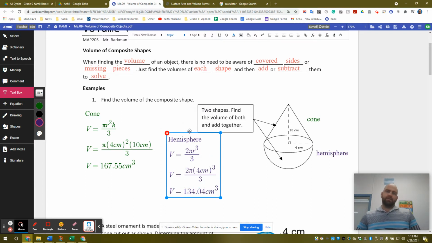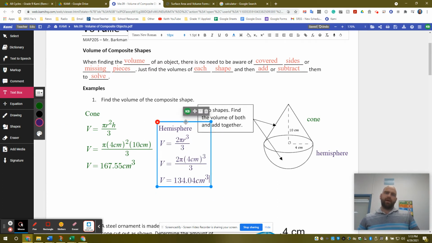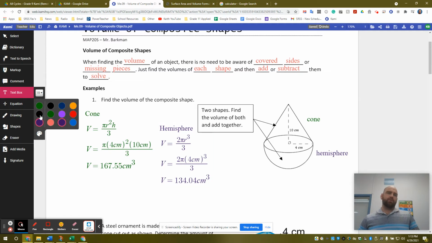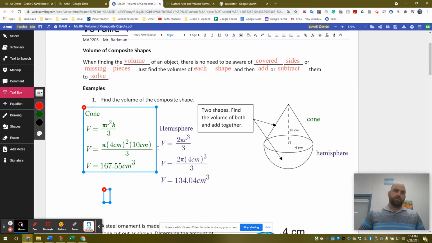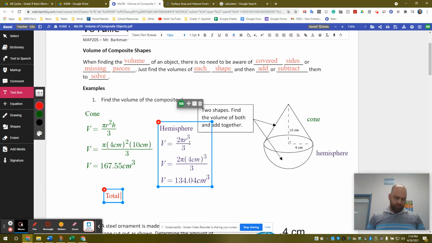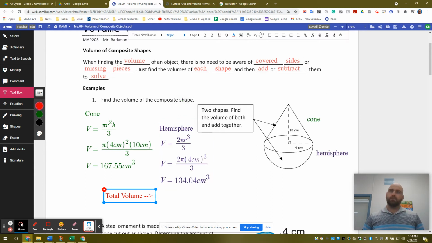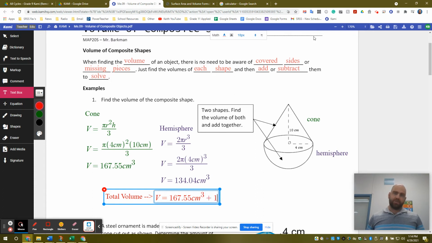All right, so we have our hemisphere and we have our cone. Now, the fact of the matter is that they're being put together, so all we're going to do is add them. And so to find our total, we add the two totals together. So this is our total volume. And so I'm going to use volume is equal to 167.55 centimeters cubed, plus we just add them, 134.04 centimeters cubed.